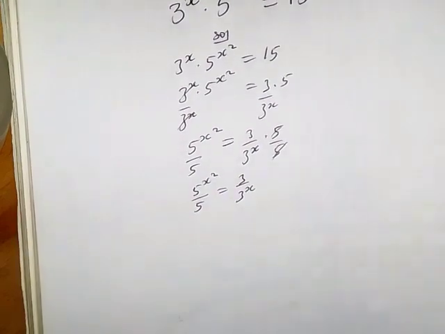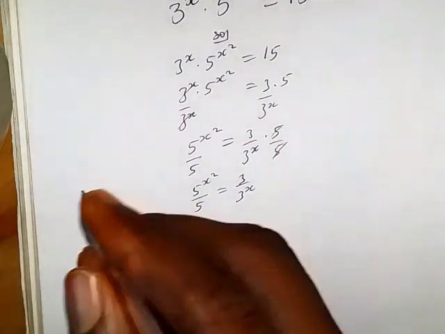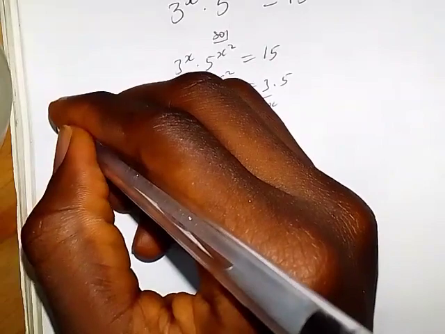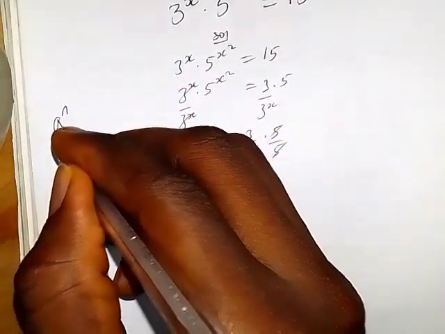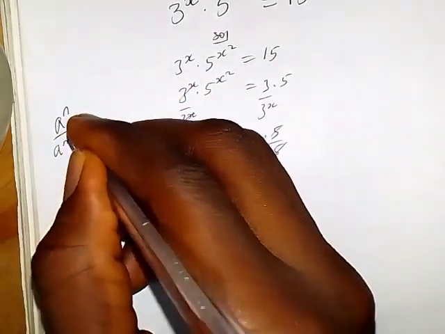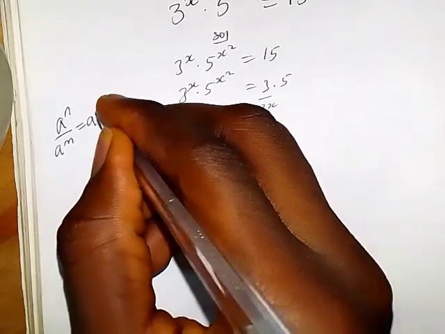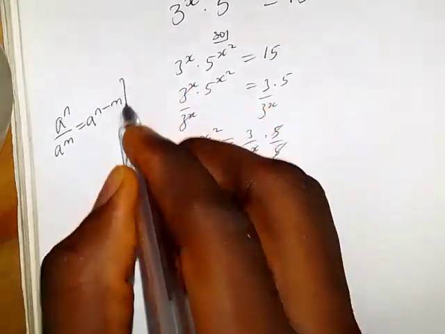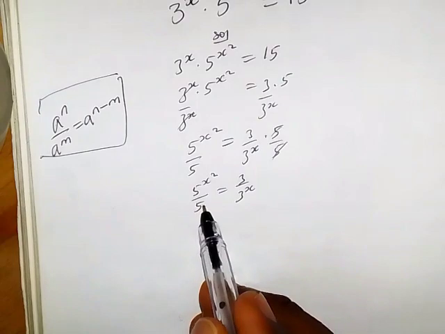So now we are going to apply one property, that is, let's say we have a raised to n over a raised to m. It's the same thing as writing a raised to n minus m. So this property, we are going to utilize it here.